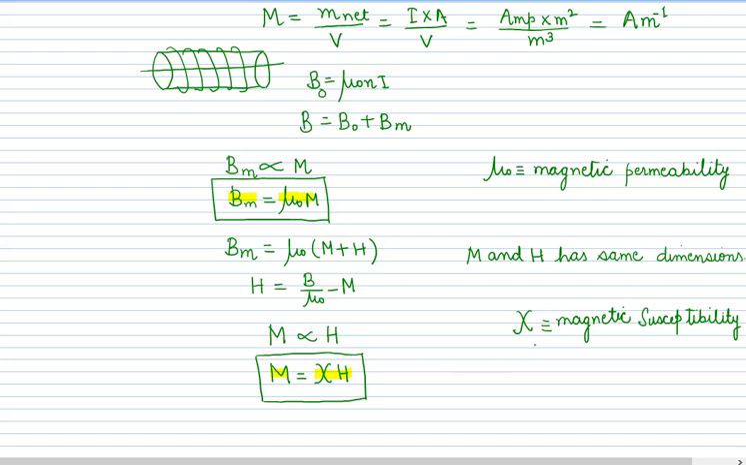Now this is magnetic susceptibility. It has different values for different types of magnetic materials. We will go into the details of magnetic materials.